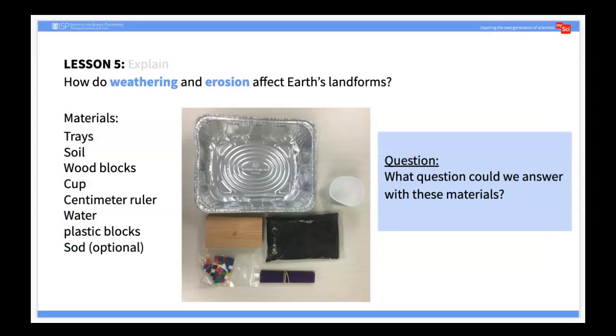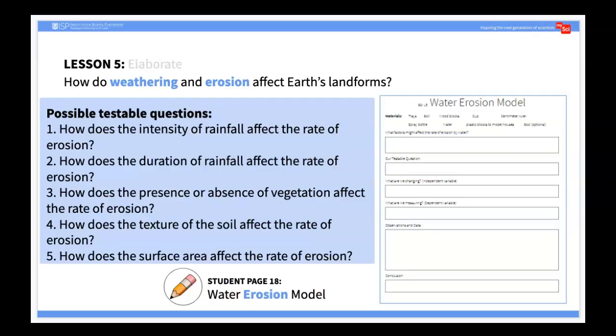In the Elaborate portion of this lesson, students will plan and carry out their own investigation to deepen their understanding of weathering and erosion. Students will develop testable questions based on a given set of materials, including trays, wood blocks, soil, cups, small plastic blocks representing houses, water, rulers, and any other materials you would like to make available.